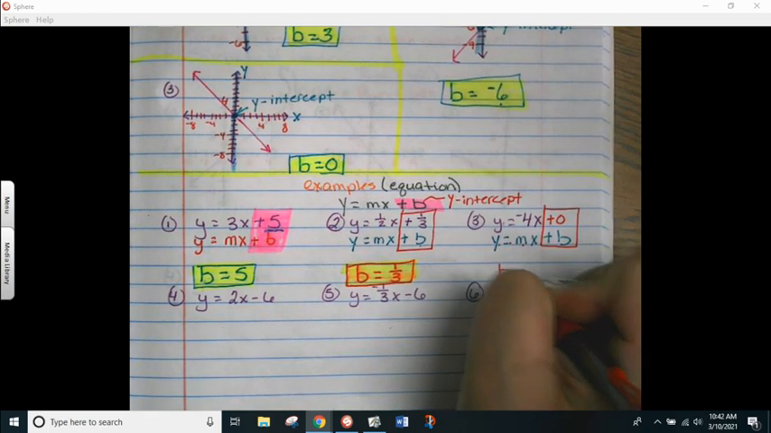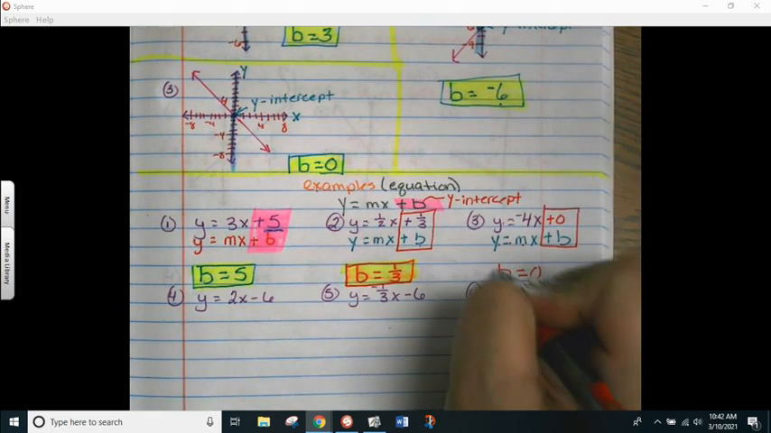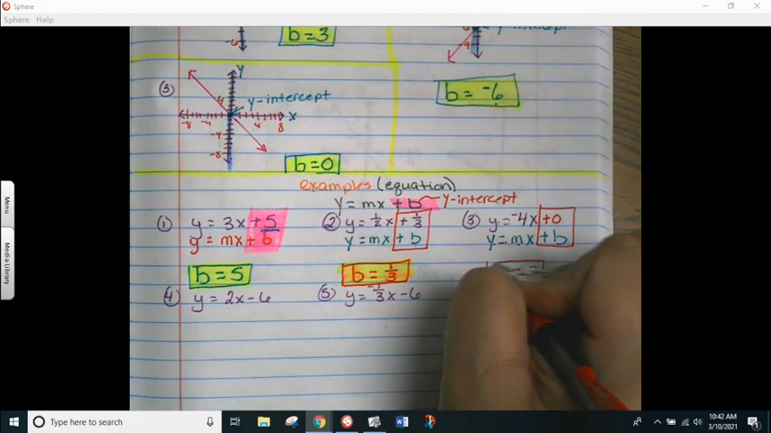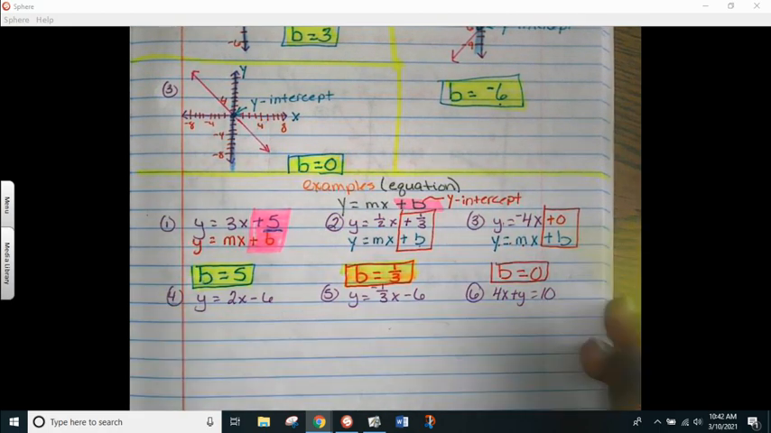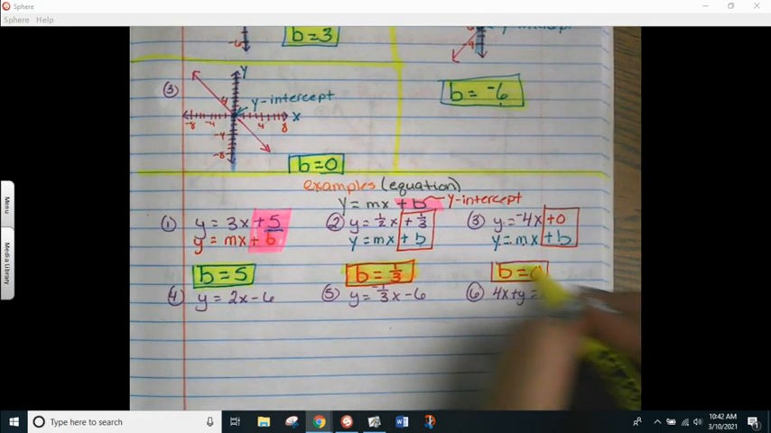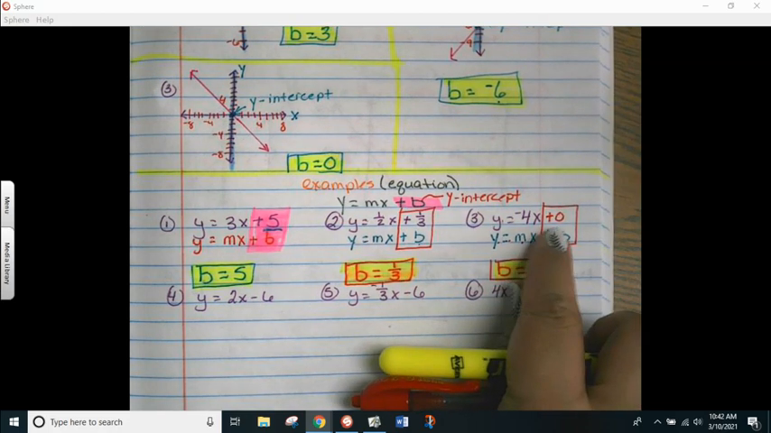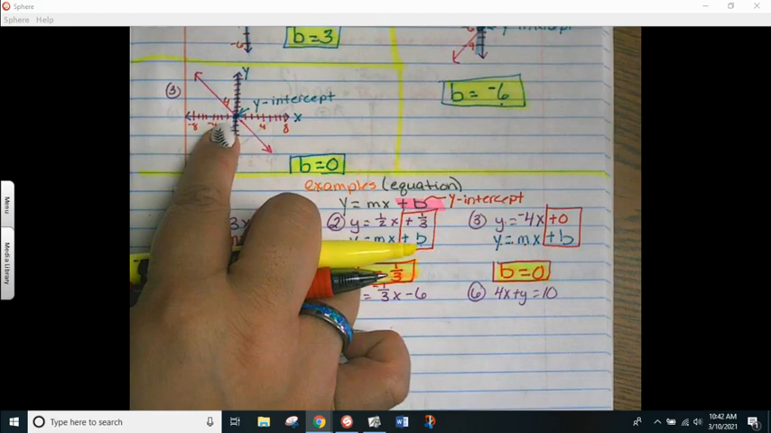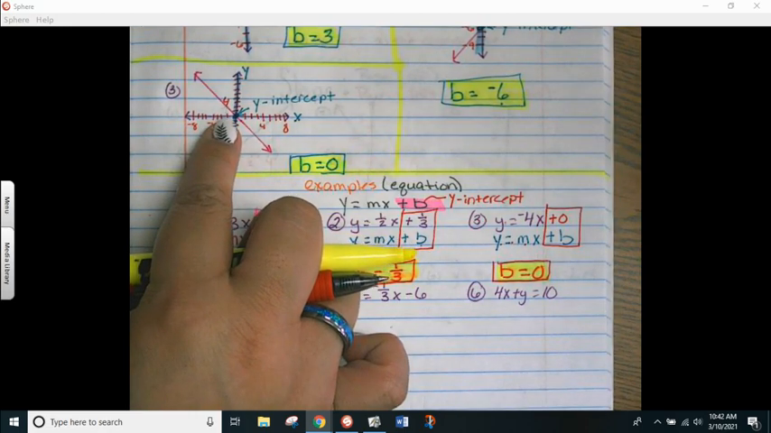And now I can answer it. B is actually equal to 0. This equation runs through the origin. So if they were to give me a graph or something, I would know, oh, this one doesn't have a y, and it actually goes to the origin. So I'm going to make sure my graph goes through the 0. And it goes through the 0.